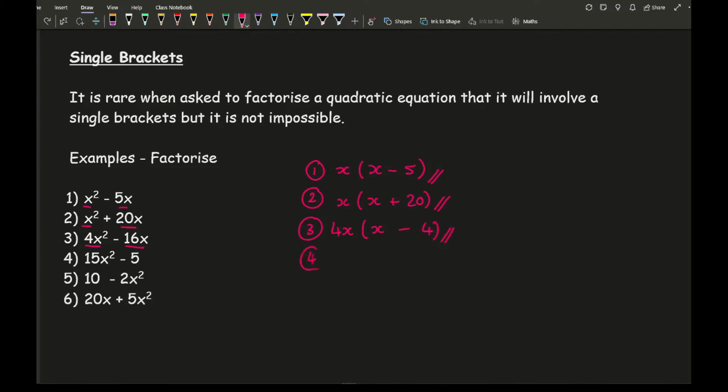With question 4, I've got 15x squared minus 5, so here I can take out a 5. And I've got 3x squared minus 1.